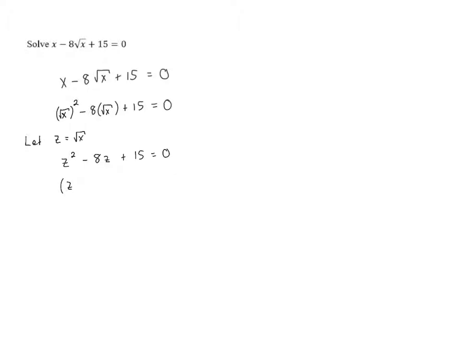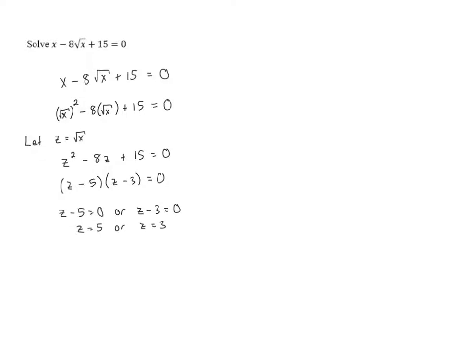When we factor this, we end up with z minus 5 times z minus 3 equals 0, because negative 5 times negative 3 is 15, and negative 5 plus negative 3 is negative 8. Now, applying the zero factor property gives us z minus 5 equals 0, or z minus 3 equals 0. And solving for z gives us z equals 5, or z equals 3.